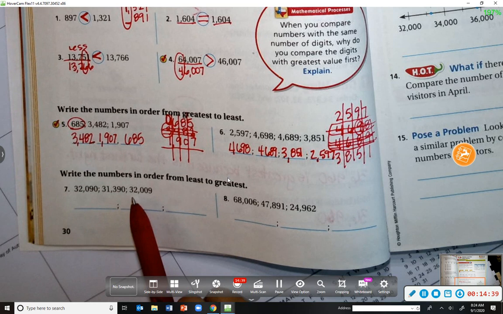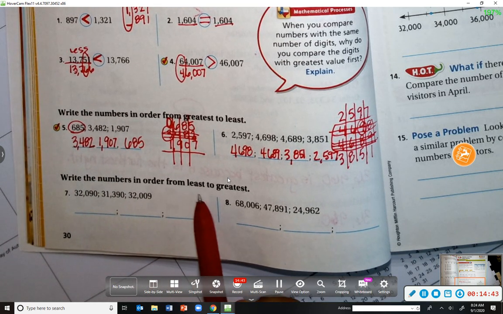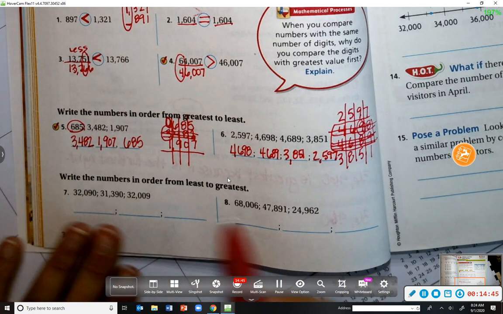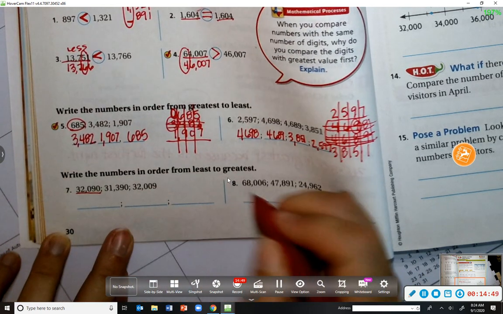Okay, now we're going to practice the same strategy, but this time we're going to put them in order from least to greatest. 32,090.